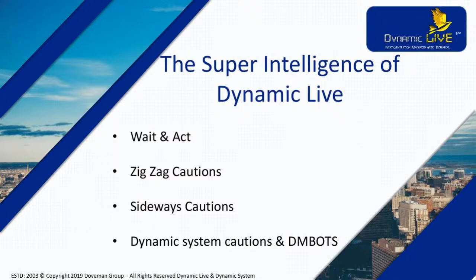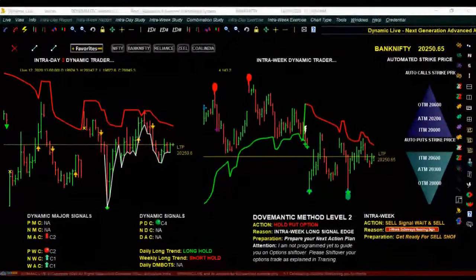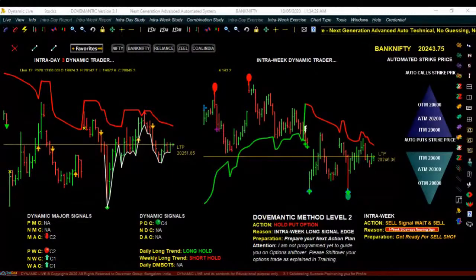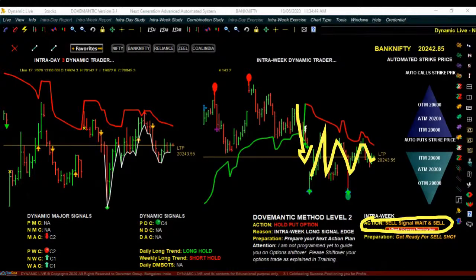So let us have a look today at this intelligence at work in the real-time market in Dynamic Live to understand how you can benefit from it. Now, as you can see here, there is this action information. It is very clearly written here as sell signal, wait and sell. A few days back, when the price started coming down, it was written as sell signal, wait and sell. It means sell signal has come, but please wait, don't sell this. And after that, the price has kept on moving up and down, right? So there's a benefit here.